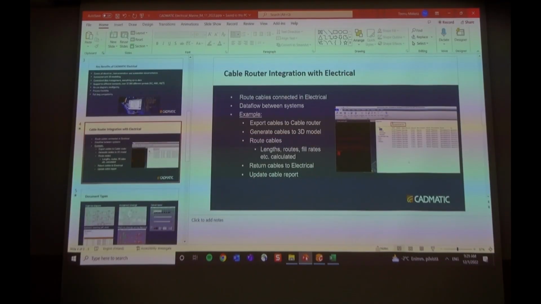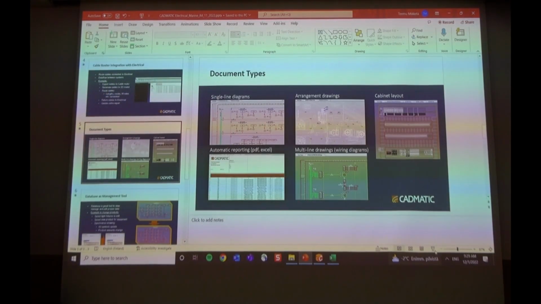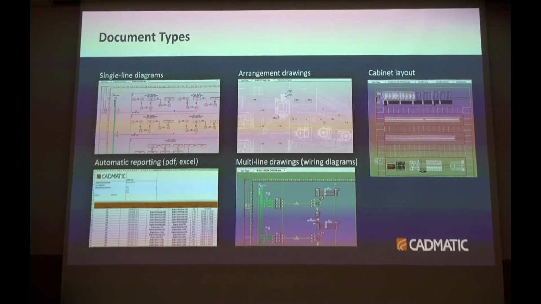Let's go back to the PowerPoint. Here are some example document types you can create with electrical. Any kind of single line diagrams can be created, for example cable schemas, cable connection diagrams, load diagrams, and other stuff. Arrangement drawings, so you can do, for example, 2D preliminary design with electrical, insert the lighting equipment, switches, and other stuff. Cabinet layouts, so, for example, I have a motor control cabinet and I want to design the interior. We can do that also with electrical.